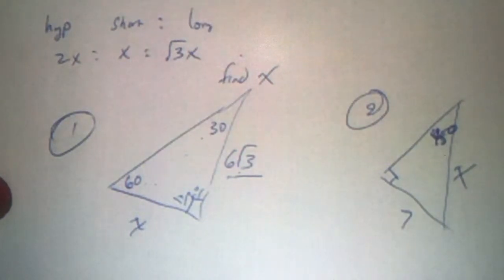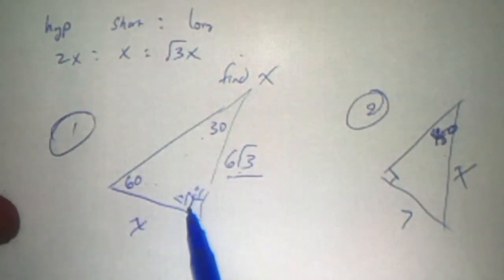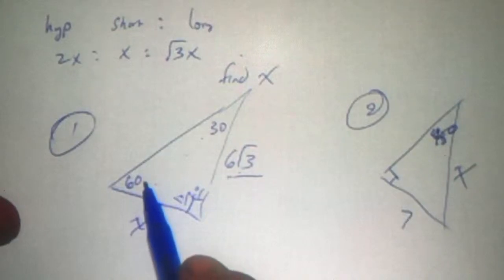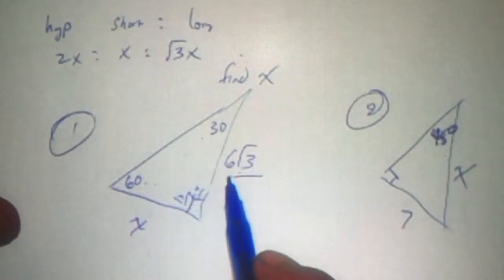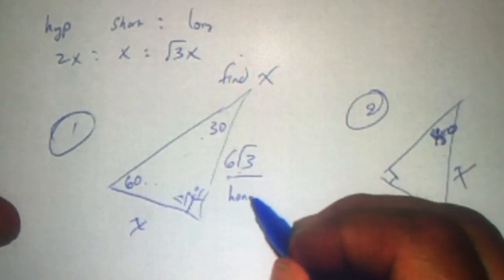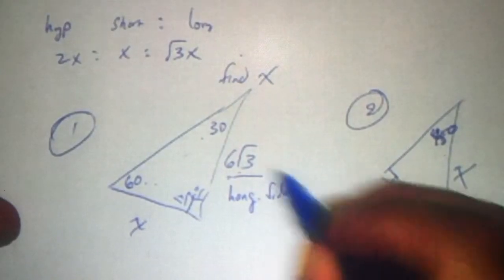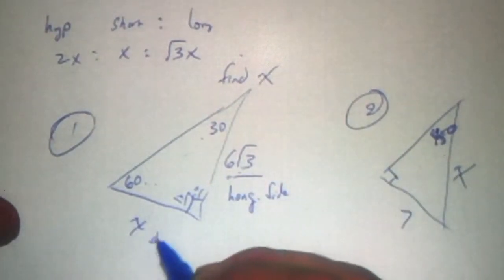Today we're working on special right triangles, and specifically 60, 30, 90 degree triangles and 45, 45, 90 degree triangles. The first one is a 60, 30, 90 degree triangle, and across from the 60 degrees is our longer side. That's the long side. And across from the 30 degrees is our short side.